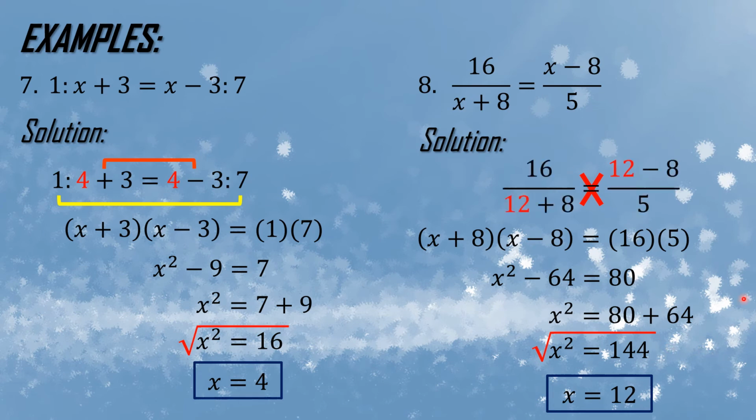So let us substitute yung nakuha nating value of x, which is 12. 12 plus 8 is 20. 12 minus 8 is 4. So 20 times 4 is 80. And 16 times 5 is also 80. Therefore, equal ang means at ang extremes.